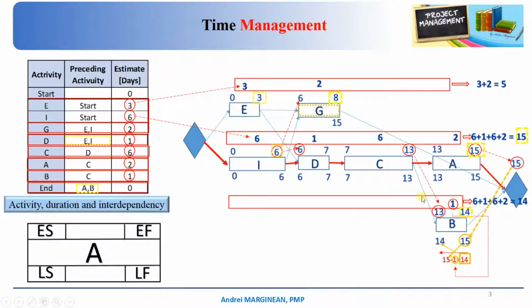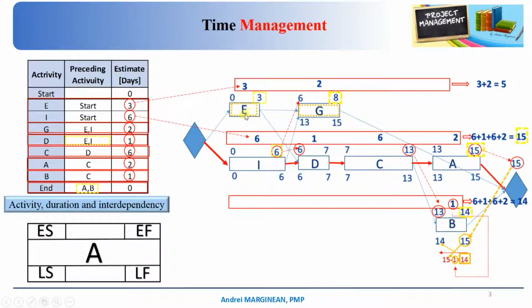Let's see the other one. So again, we are copying 15 here, and we will have 13 here. How did we calculate this? Exactly as for the previous example, it's 15 minus 2 here equals 13. So how should we interpret this? So activity G, for example, can start after day 6 and end at day 8, or it can start at day 13 and end at day 15 without harming the project.